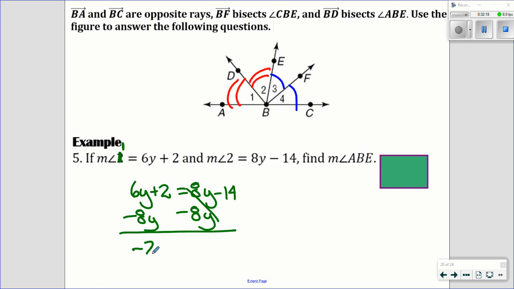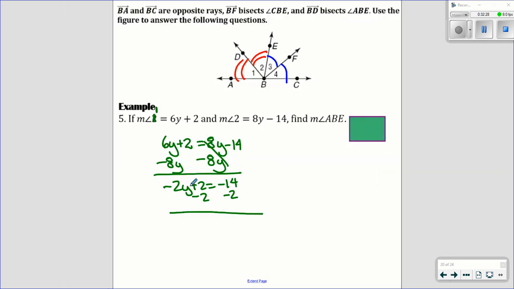Cancel that out. That's angle 2 plus negative 14. Subtract 2 on both sides. I'm going to extend this. Negative 2y. Divide by negative 2, so that's going to give us 8. We're not done yet. We got to plug it in because we need to find angle ABE. So since these two are congruent, whatever you find for angle 1 or 2, you just double it because it's going to be the same.